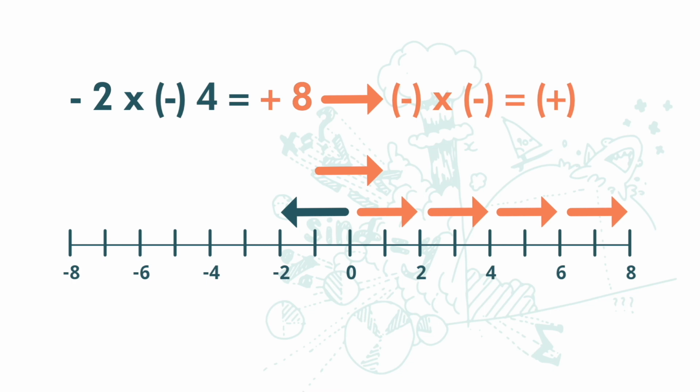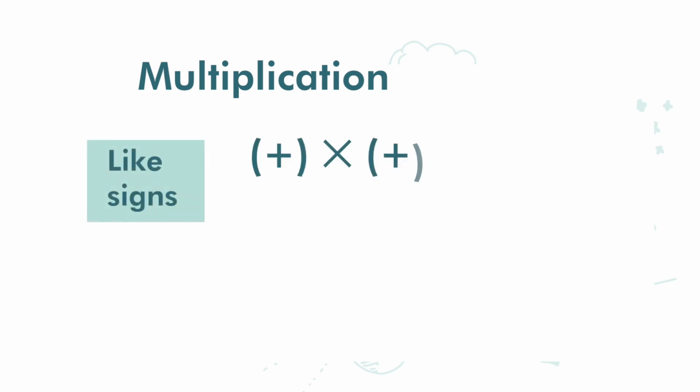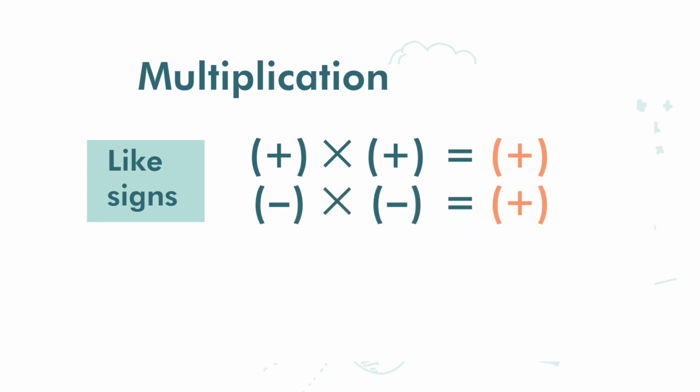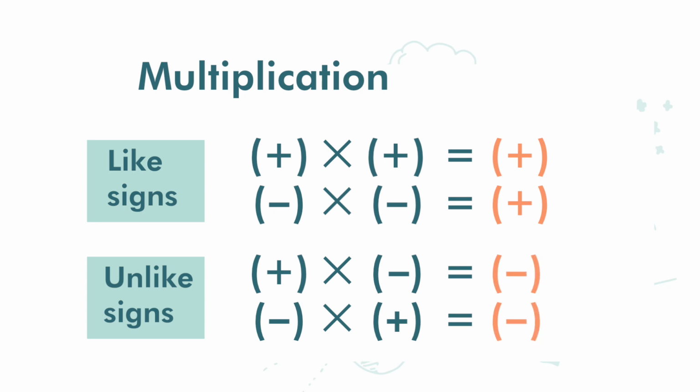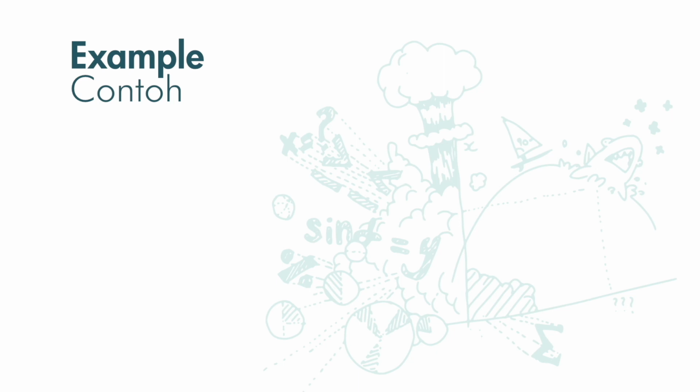Okay, now let's look through very quickly what we have discovered so far. When we are multiplying two numbers with like signs, either positive with positive or negative with negative, the answer is going to be positive. But when we are multiplying two numbers with unlike signs, either positive with negative or negative with positive, the answer is going to be negative. Now let's look at a few questions here to make sure that we really get it.